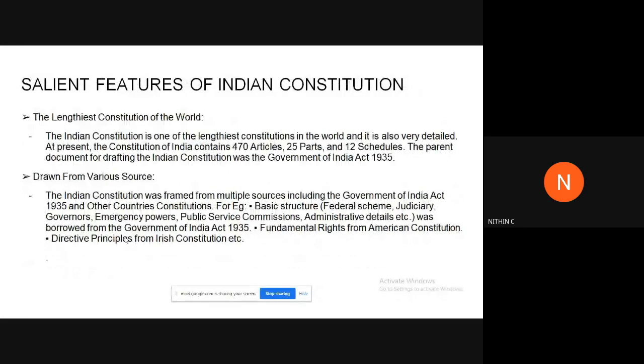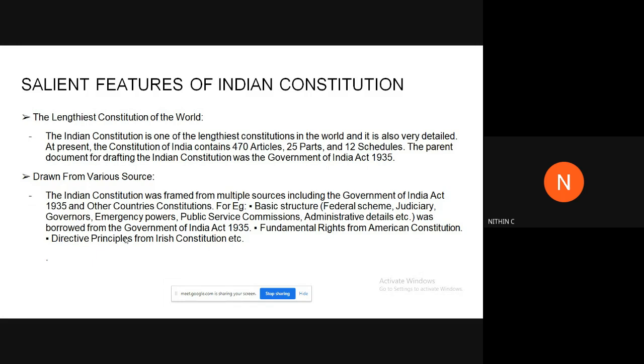So the second important topic that we discussed in the first module was the salient features of our constitution. That is, which are the different features. Obviously, the different features have been adopted from the different constitutions around the world as well. So we will just see which are the different features. Many features are there, out of which, if you are asked for a 10-mark question, you need to write at least 6 to 7 points.